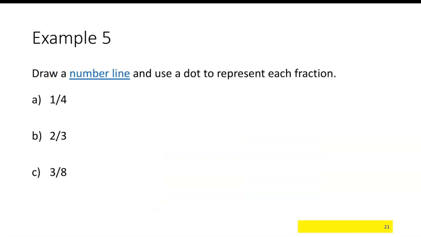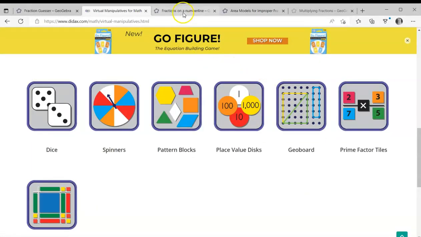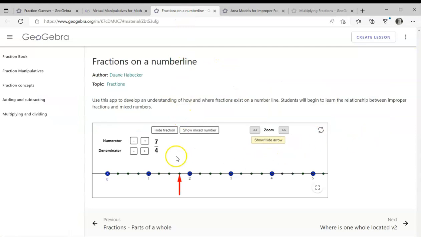So if I want to draw a number line and use a dot to represent each of those fractions, well, let's start off with 1/4. I can go ahead and use this one in GeoGebra. To represent 1/4, the idea is you make sure your denominator is in fourths, and then 1/4 would be right there. For 2/3, there's 2/3. And then 3/8, I need to divide it, put the denominator in eighths. So 3/8 would be right over there.